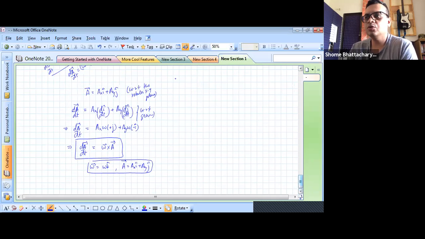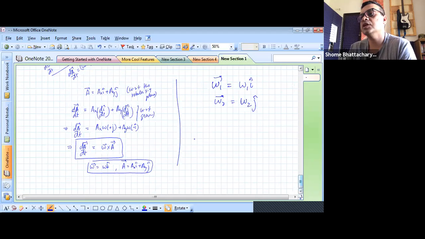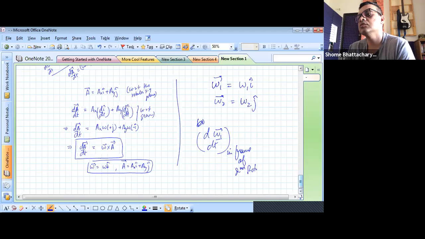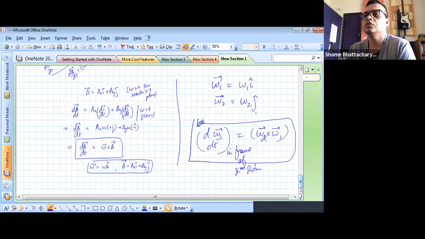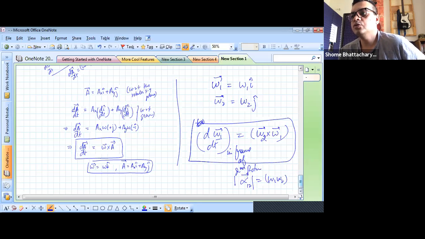Okay. So now in this case, what is happening is that you have omega 1, which is omega 1 i cap, and omega 2, which is omega 2 j cap. Okay. And you have to calculate d omega 1 by dt in the frame of the second rotating body. So that will just become omega 2 cross omega 1. Understood? And in this case, they are i cap and j cap. So it will just become omega 1 omega 2 plus or minus k cap, whatever the case is. Okay. So that will be your alpha 1 with respect to 2. So the magnitude as well. So hope this is clear, Prayush.